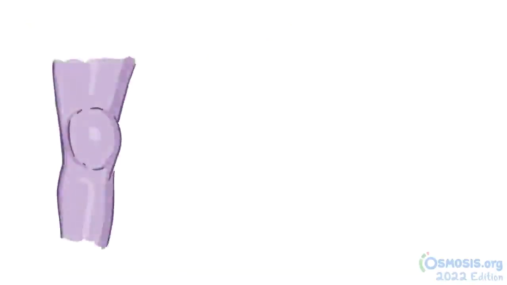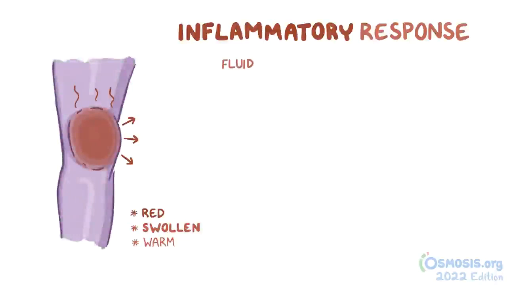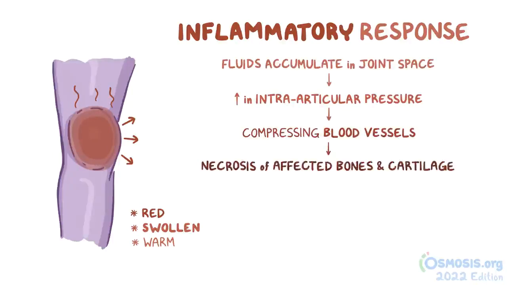The final result is that more blood comes into the area, creating an inflammatory response, which makes the joint look red, swollen, and warm. As more fluids leak out of the capillaries and accumulate in the joint space, there's an increase in the intra-articular pressure, compressing and interrupting blood vessels supplying the joint. Eventually, this leads to necrosis of the affected bones and cartilage, leading to joint destruction.